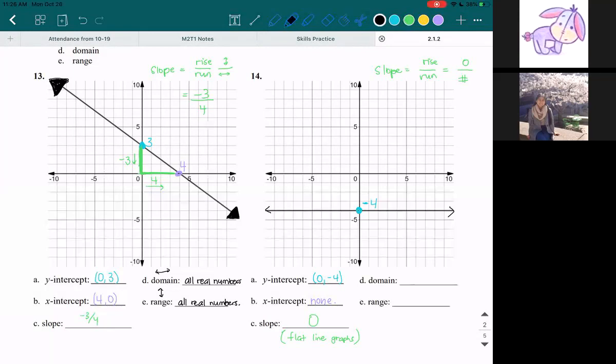Let's talk about domain. Domain is the left and right direction. As you can see, we have an arrow both in the left and the right direction. So all you have to do is write all real numbers.